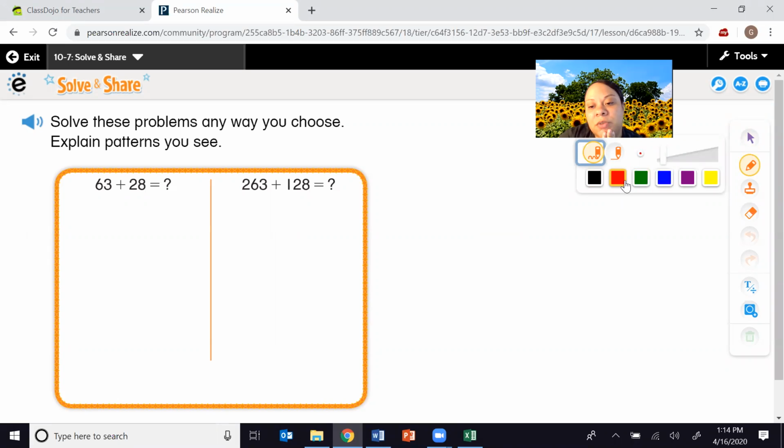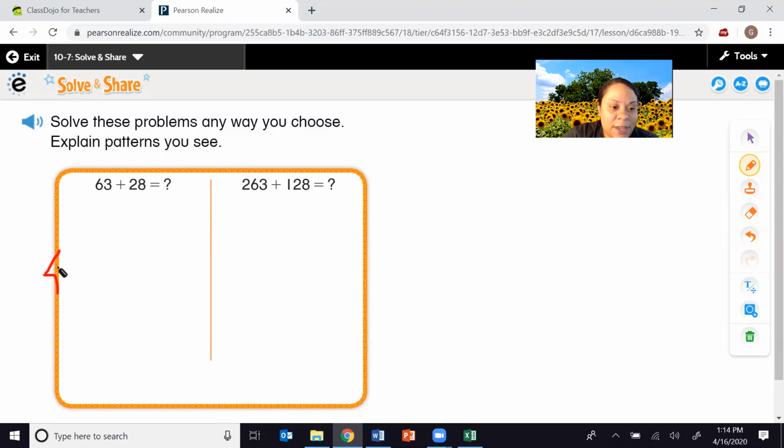So I'm going to get my pen. Which one do I want to do? What strategy do I want to do? Well, I think I'll do number line. How about that? I'll do number line for this one, and then I'll do partial sums for this one. Yeah, let's do that. So I feel like I need more space than that. So I'm going to go ahead and get my little pen and I'm going to draw my number line.